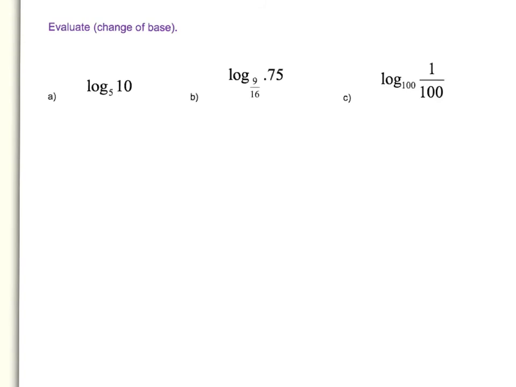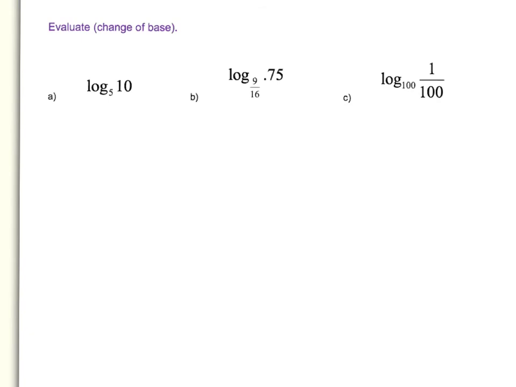Now, if we want to evaluate this in our calculator, we are going to have to do what is called finding the common log. And that is, we are going to divide the log of the argument by the log of the base. And when doing so, the calculator will interpret that as log base 10. So let's now do example A, and I think you'll catch on to this real quickly.